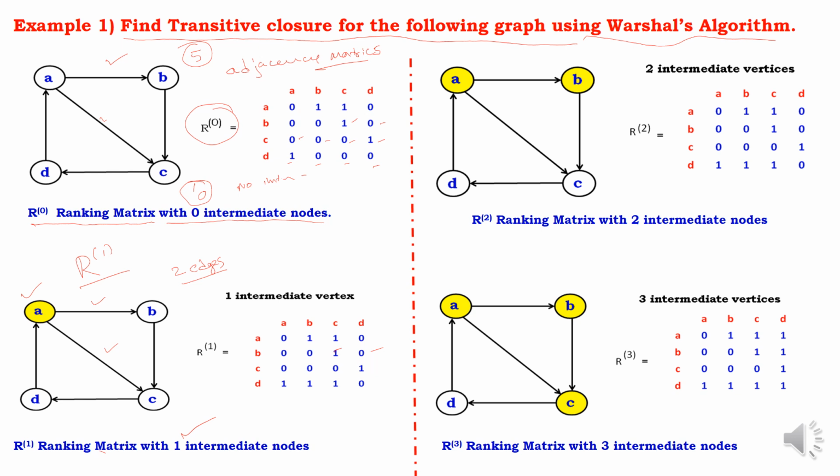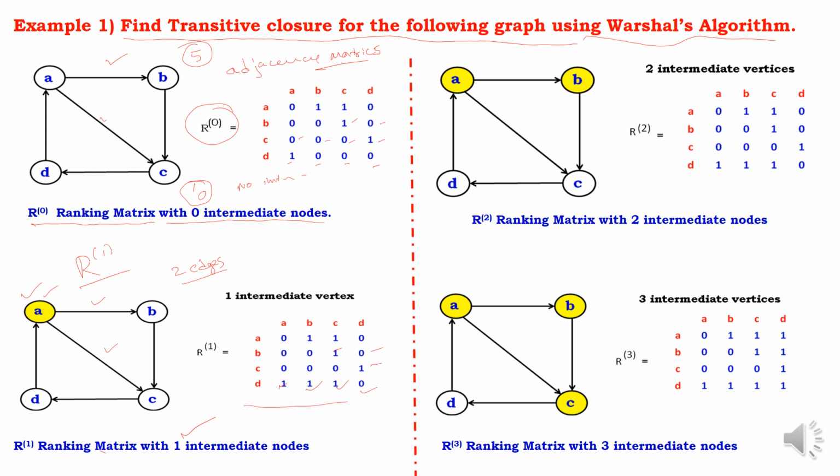Then C. C to A, no edge. C to B, no edge. C to C, no edge. C to D, there is an edge. Then D. D to A, there is an edge. D to B, the intermediate is A, so we can allow A as an intermediate node. So D, A, B, there is an edge. Then we can use D, A, C, there is an edge. D to D, no edge.